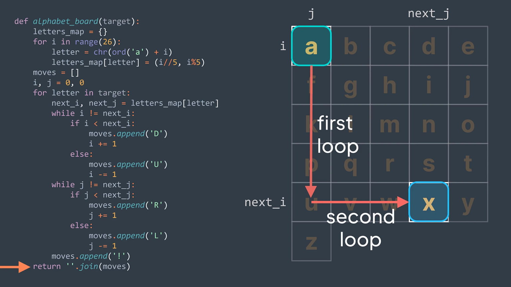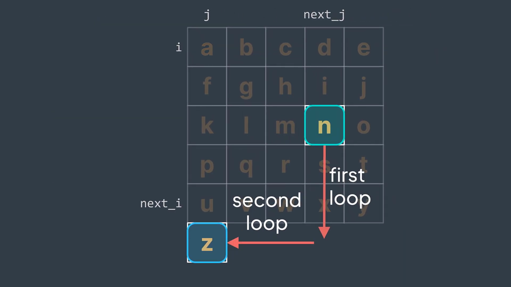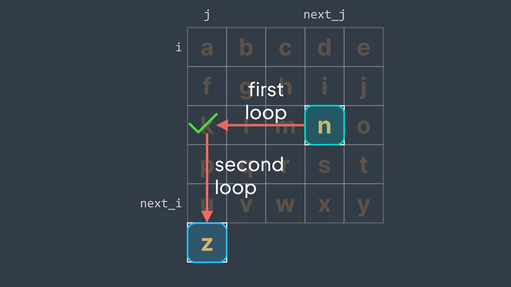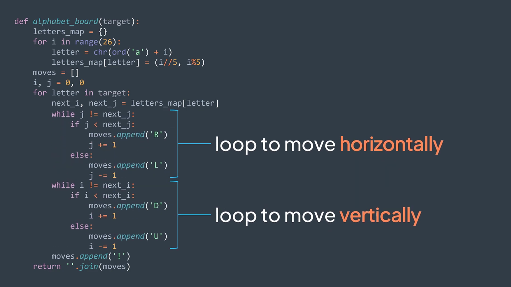In our algorithm, we're moving vertically then horizontally, so to go from N to Z for example, we'd move like this. But this is invalid because at some point we go out of the board, which is not allowed. This case happens when Z is the destination. To fix this, we start by moving horizontally then vertically. By doing so, to go from N to Z, we'd move like this, which is valid. In code, we just swap the two loops.